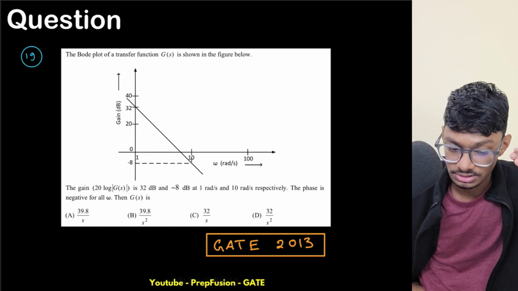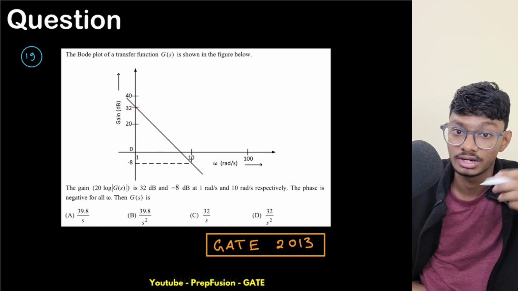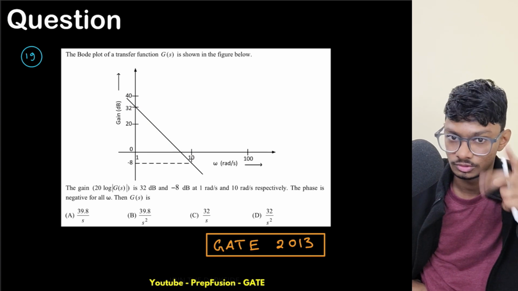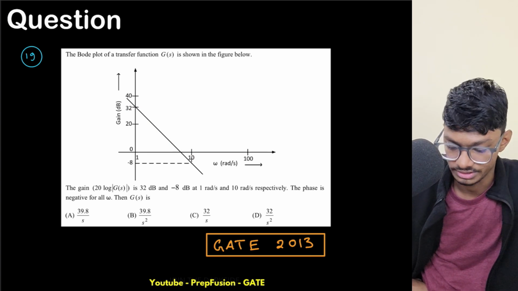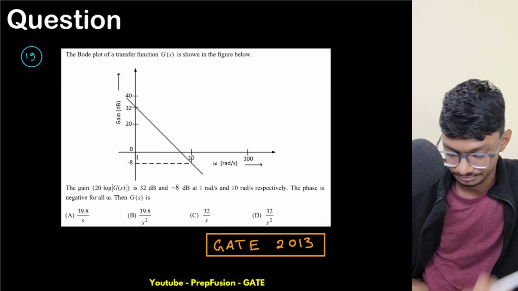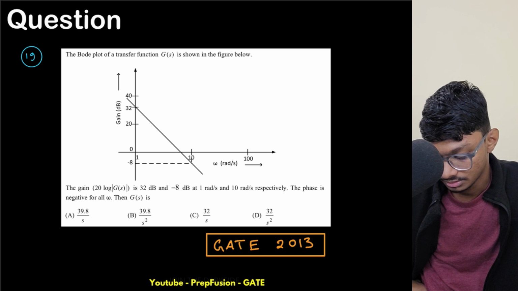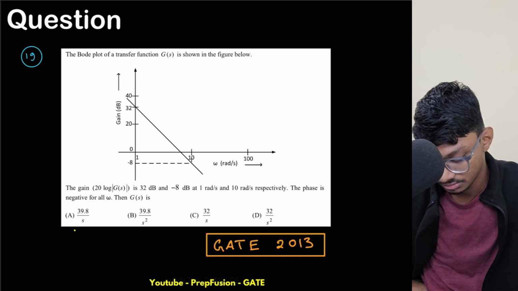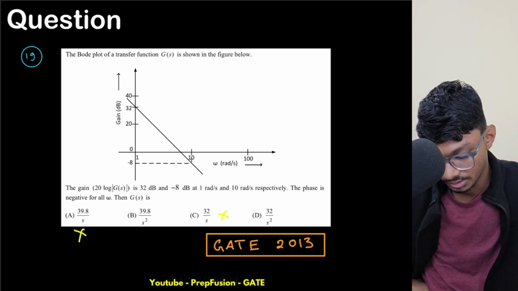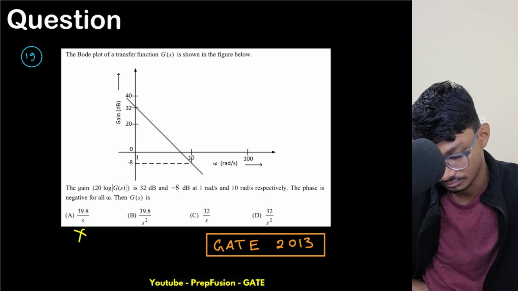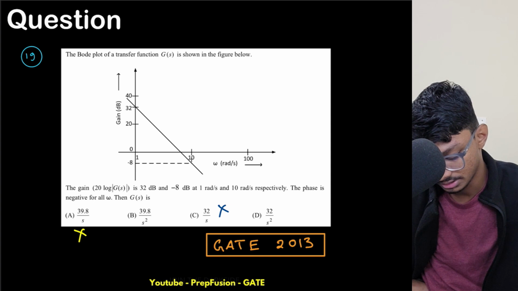So what happens when the initial slope is 40 dB per decade? It means I have two poles, 20 times 2, so two poles at the origin. So this option gets eliminated, this option gets eliminated. So only this and this option remain. This option and this option can happen.